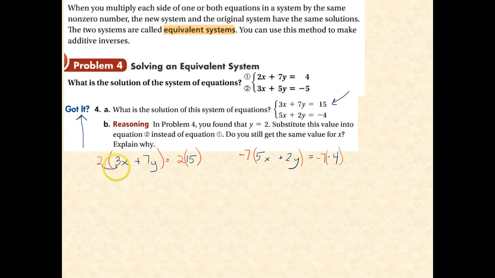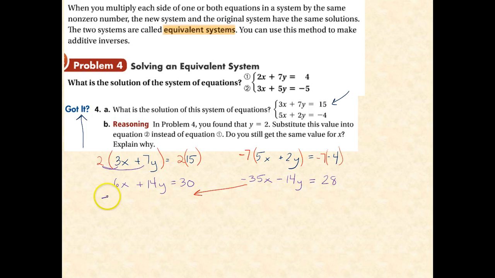So, distribute. 2 times 3x is 6x. 2 times 7y is plus 14y. 2 times 15 is 30. Negative 7 times 5 is negative 35x. Negative 7 times 2y is negative 14y. Negative 7 times negative 4 is positive 28. I got positive 14y and negative 14y.